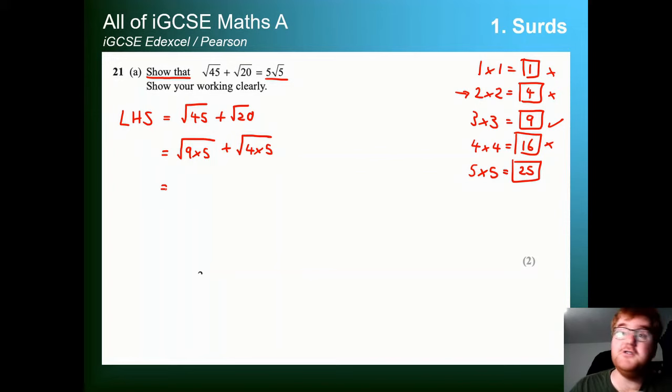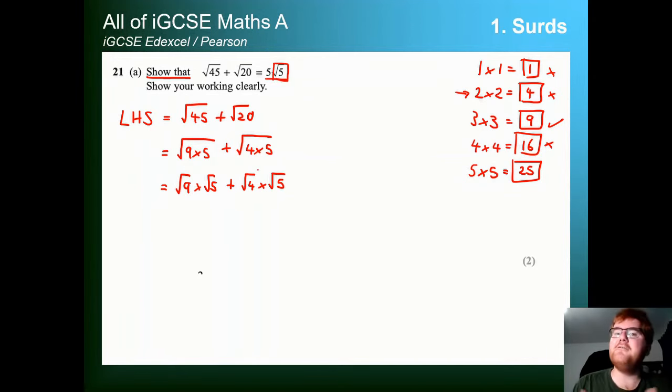Now, one thing you can do with surds is you can split them. So what I mean by that is we can write this now as the square root of 9 times the square root of 5, plus the square root of 4 times the square root of 5. And we already know we're on the right track because notice in the answer here is a root 5. We're getting root 5s here. Everything kind of fitting together at this point.